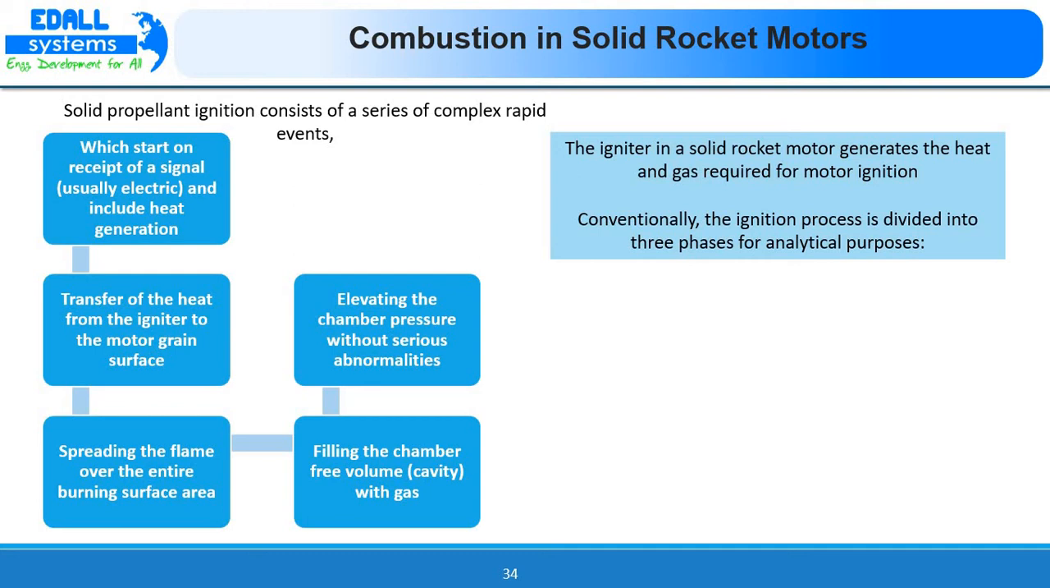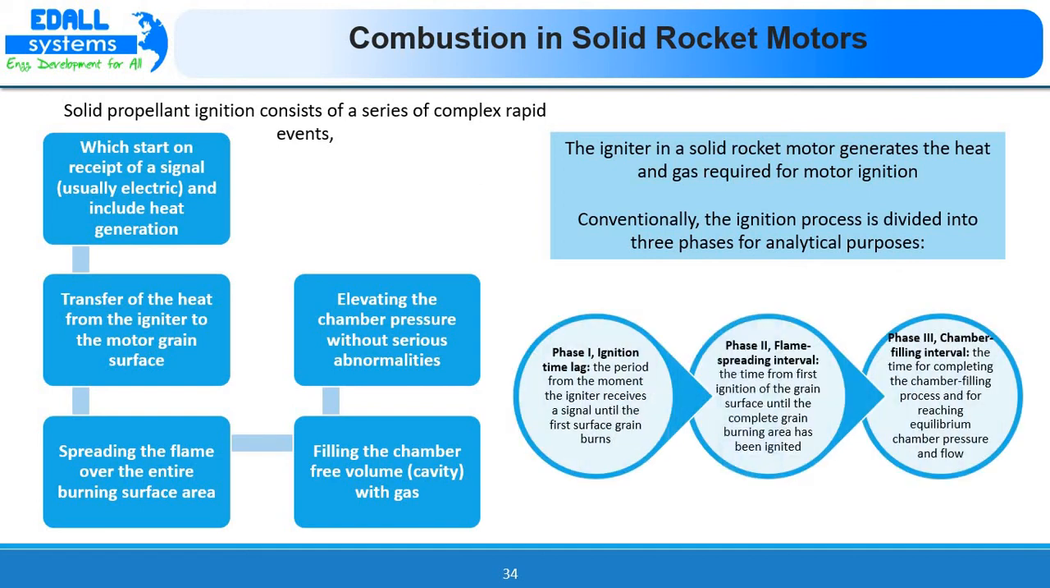The igniter in a solid rocket motor generates the heat and gas required for the motor ignition. Conventionally, the ignition process is divided into three phases for analytical purposes. So for simplicity, the ignition process has been classified into three phases. That is, first phase, ignition time lag. It covers the period from the moment the igniter receives a signal until the first surface grain burns. Then phase 2, that is flame spreading interval. The time from first ignition of the grain surface until the complete grain burning area has been ignited.